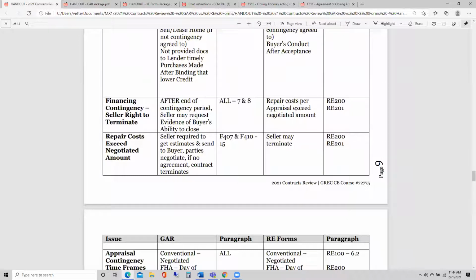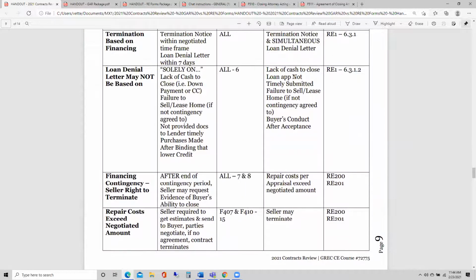In the RE forms contract, it only talks about termination rights of a seller if the underwriting criteria is going to end up costing a seller more than was agreed upon in the contract. And we talked about that, I pointed that out when we were talking about extension of contract.